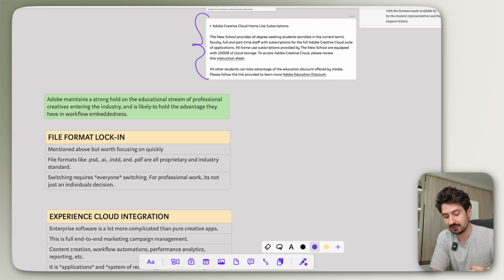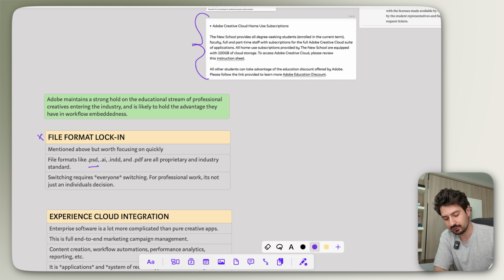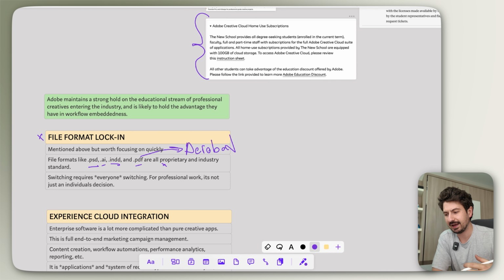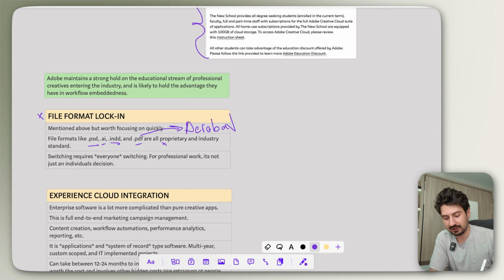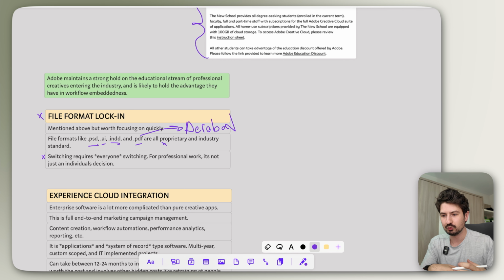The other thing we touched on, but is probably worth just focusing on quickly, is the file format lock-in. So the file formats, Photoshop, Illustrator, InDesign, and actually the PDF, which I think a lot of people don't know, are proprietary software formats and then the industry standard. PDF is actually open now, but Acrobat maintains a lot of power over what you can do with a PDF, and then you can do a little bit more things in their software. So again, switching requires basically everyone to switch, and that is basically just impossible to organize.